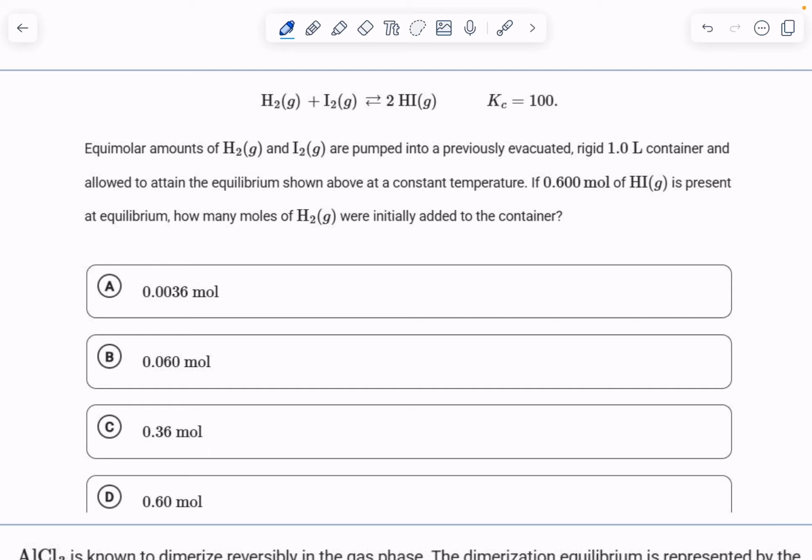Equimolar amounts of H2 and I2 are pumped into a previously evacuated rigid 1 liter container and allowed to attain equilibrium shown above at a constant temperature. If 0.6 moles of HI is present at equilibrium, how many moles of H2 were initially added to the container?